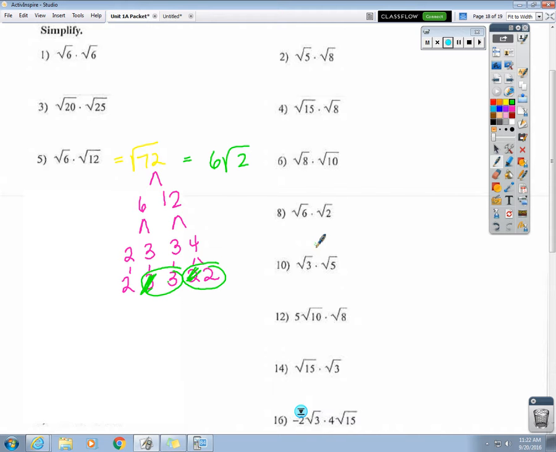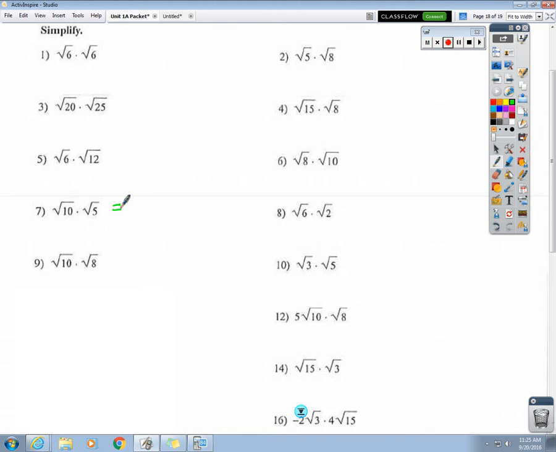Okay, you want to try number 7? Okay, so go ahead and try 7 and 9. What you get when you multiply the square root of 10 times the square root of 5, and then once you factor tree that, what'd you get? 5 square roots of 2. Does everybody agree? Okay, number 9, square root of 10 times square root of 8 is the square root of, and what is it simplified to? 4 square roots of 5. Everybody agrees? You got 8?